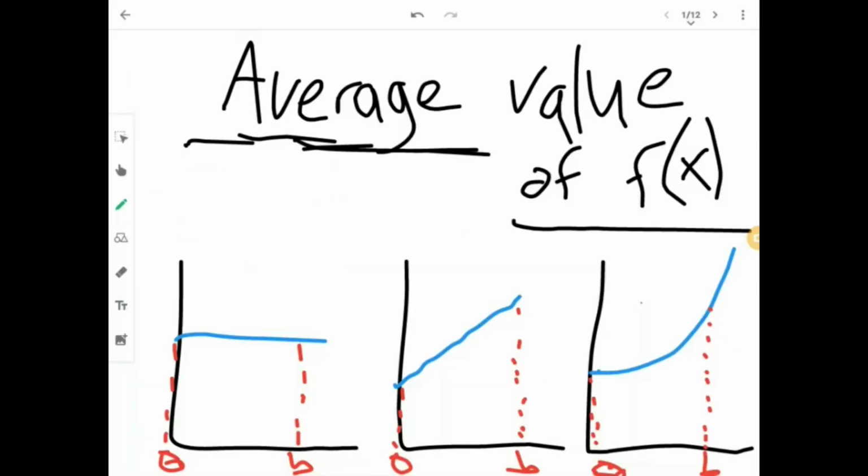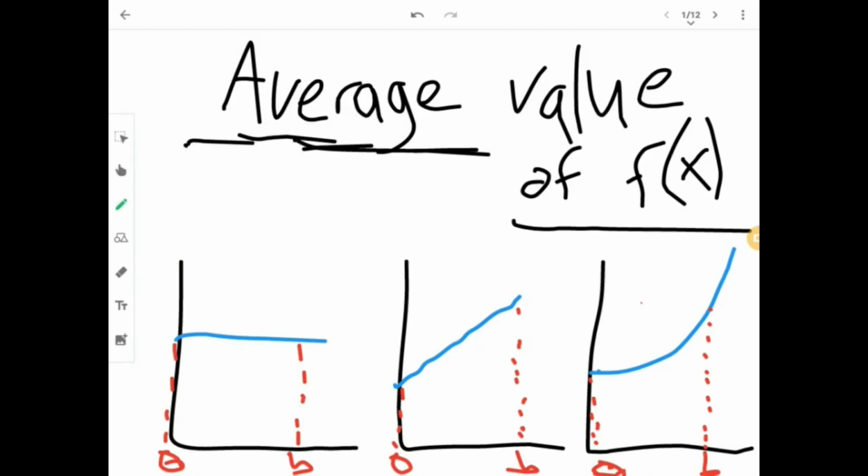Hey guys, so this is 5.3. We'll start off with the section beginning. So the average value of f(x). For average value, what it basically means is the area divided by the width. So for example, you have these few graphs over here.